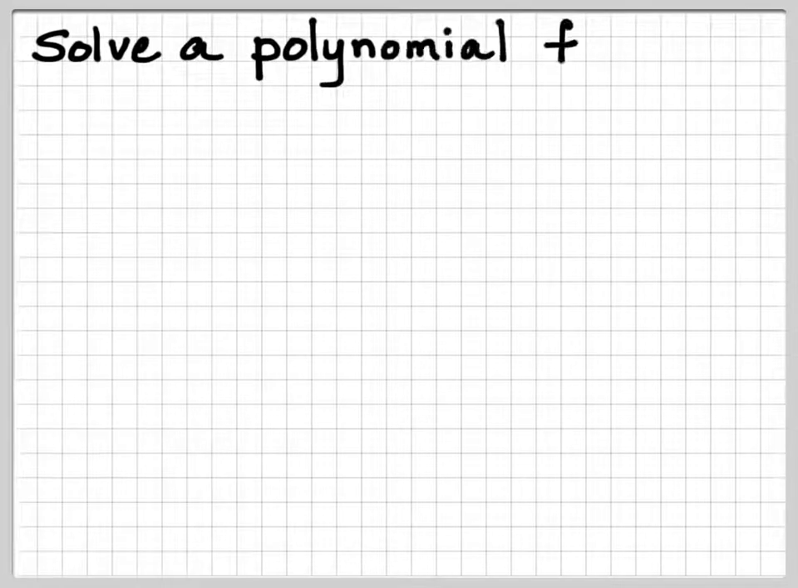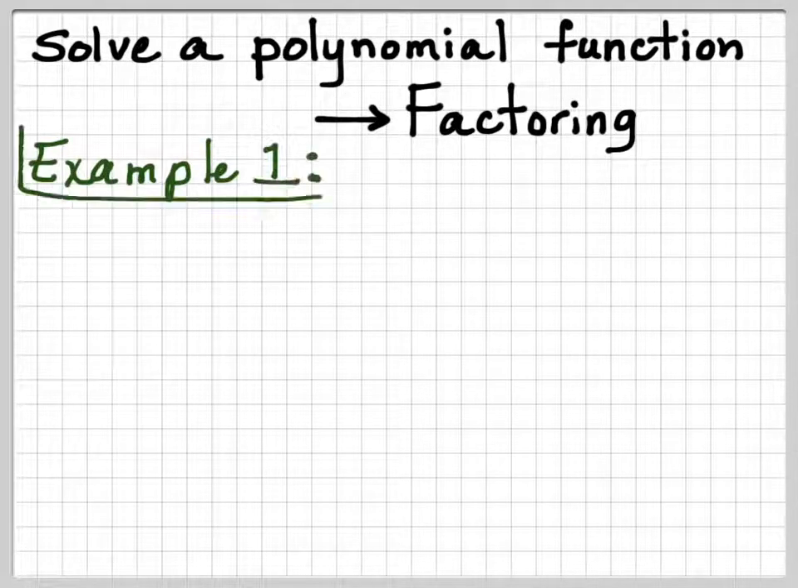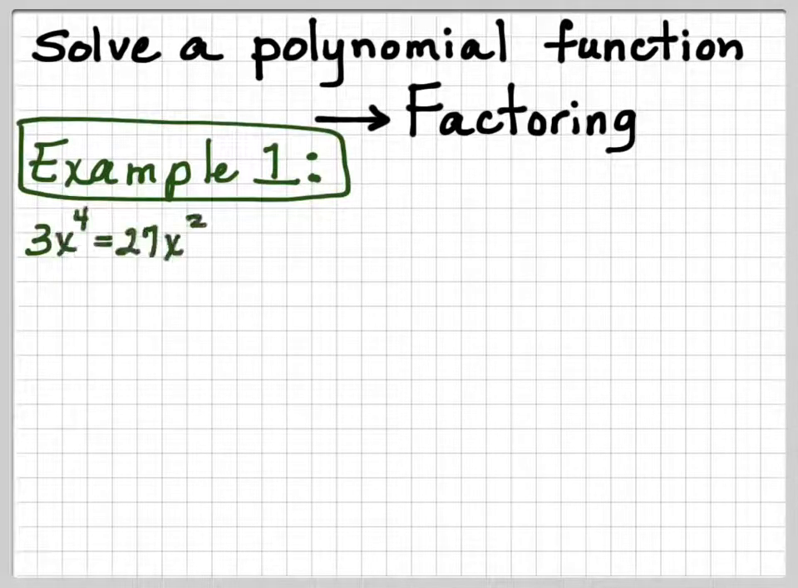So the first thing we're going to do is solve a polynomial function by factoring it. And our first example is going to be 3x to the fourth minus 27x squared. I'm going to stop right now and tell you the temptation here would be to divide through by x squared. You can't do that. You can divide through by a constant but not by a variable, and the reason for that is you'll lose a possible answer.